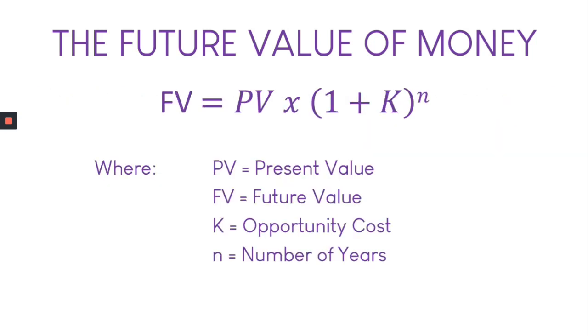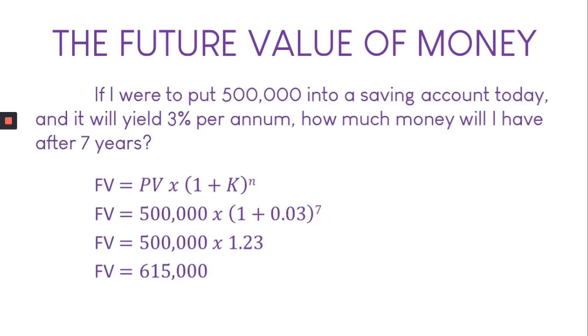It is computed as the future value is equal to the present value multiplied by 1 plus the opportunity cost raised to the number of years. So an example is, if I were to put 500,000 into a savings account today and it will yield 3% per annum, how much money will I have after 7 years?